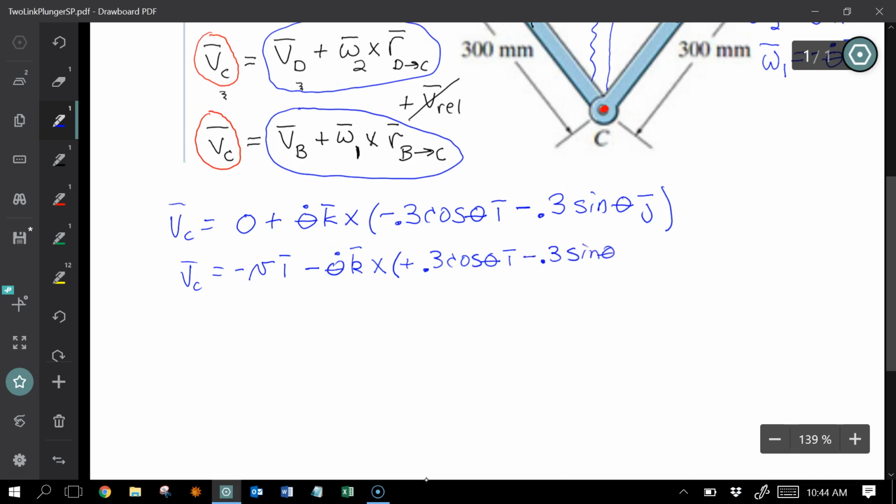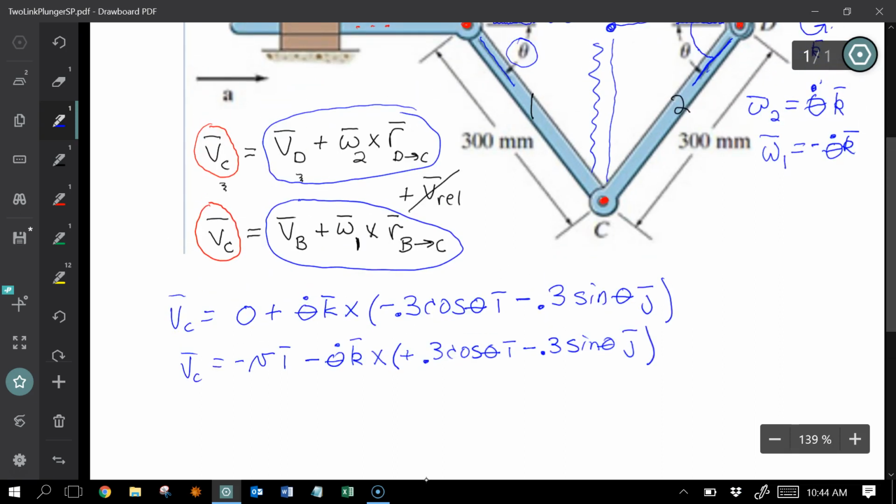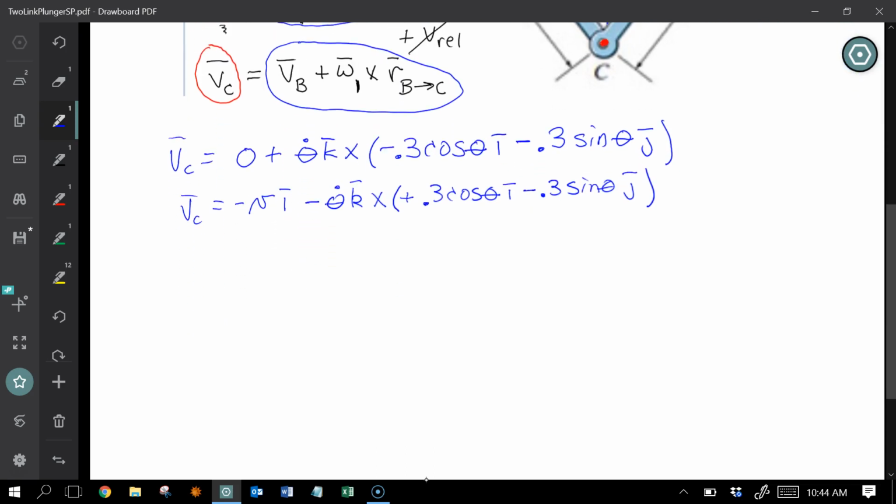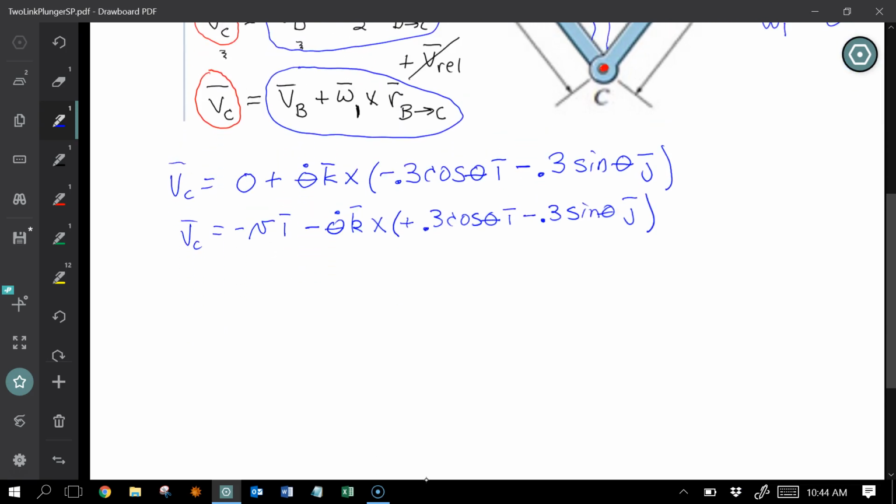And you're going down, that's negative J. Okay. So those are the equations. You want to solve them now. And the easiest thing to do is say, well, the top equation says VC equals something, and the bottom one says the same thing, VC equals. So the right-hand side equals the right-hand side.